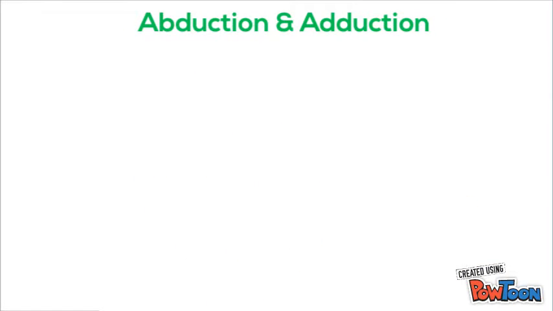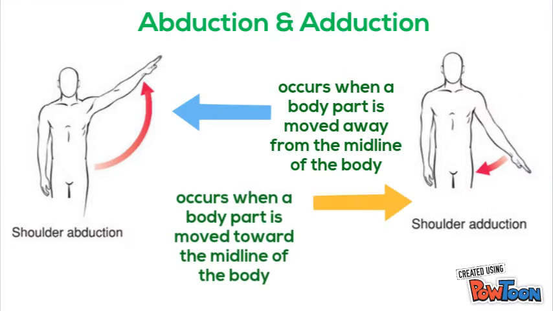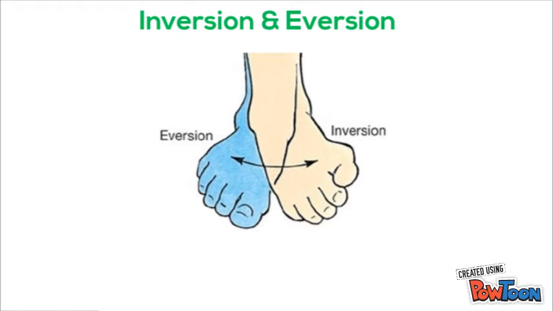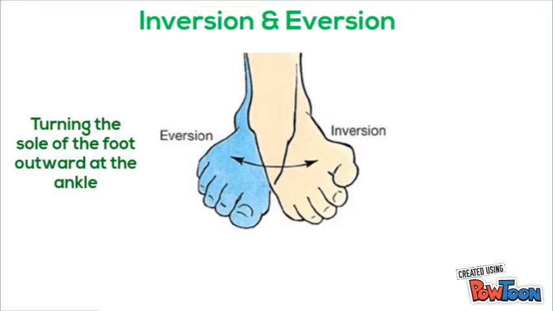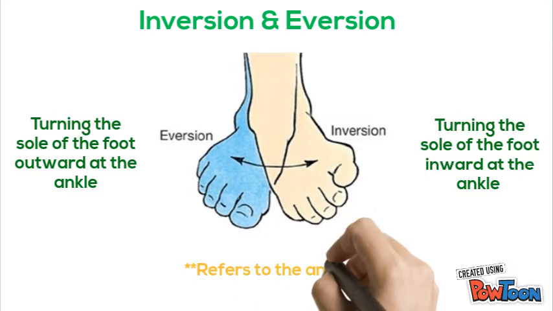Abduction and adduction. Abduction occurs when a body part is moved away from the midline of the body. Adduction, on the other hand, occurs when a body part is moved towards the midline of the body. Inversion and eversion. Eversion is when you turn the sole of your foot outward at the ankle. Inversion is when you turn the sole of your foot inward at the ankle.